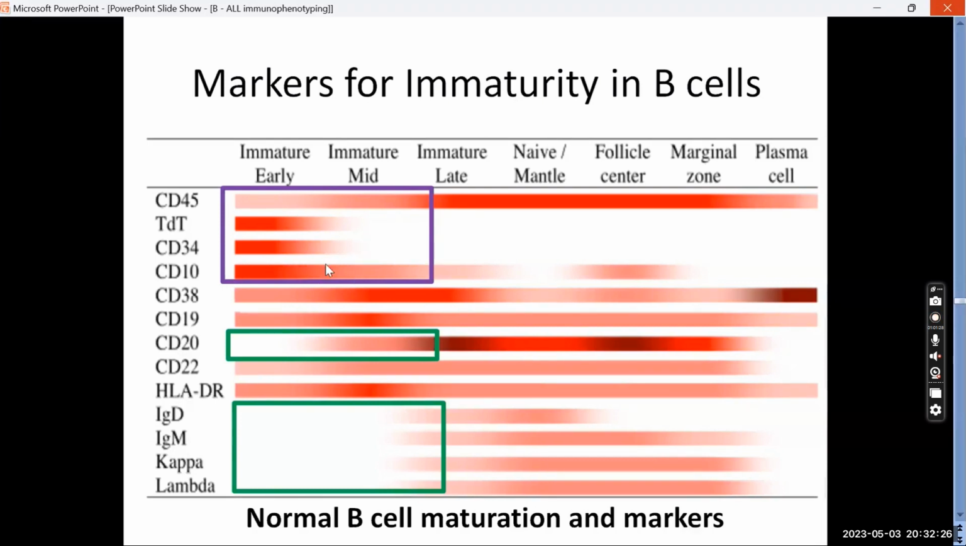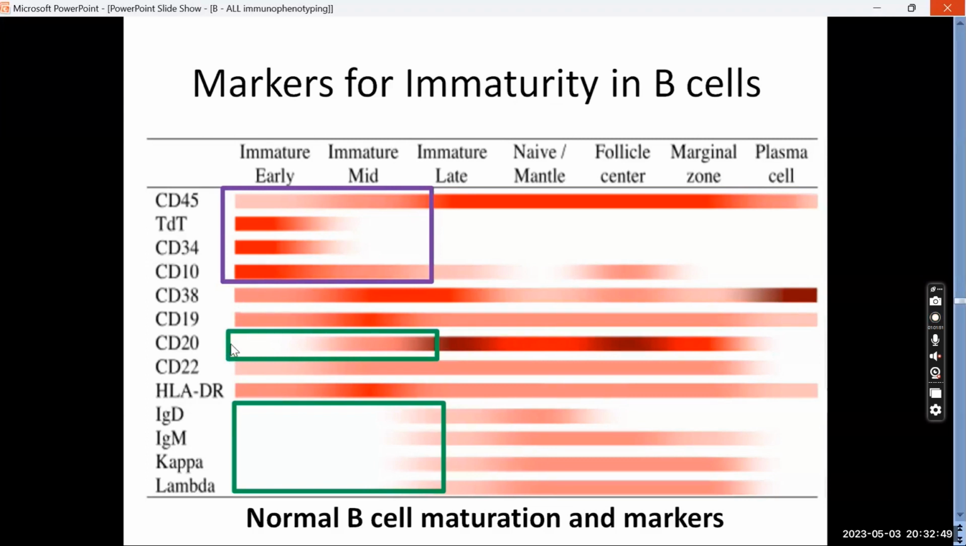CD10 will be positive in most of the immature cells. As the cells mature, they lose it. In normal circulating mature B cells, CD10 will be negative. When they go and become a follicular center cell, then CD10 gets expressed again. So that we are not dealing with now. So CD10 is positive in immature B cells, or leukemic cells in B-ALL also.